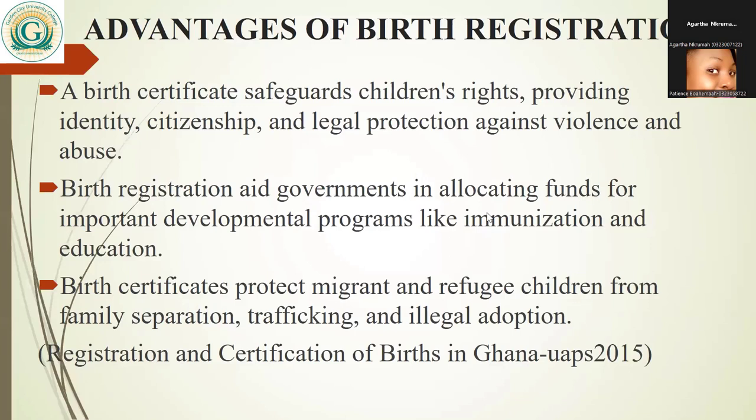So the next one, birth registration aids government in allocating funds for important developmental programs like immunization and education. Yes, you know, we keep records. As I said earlier, the birth registration book we have, every month we do our monthly returns. So with this one, they are able to know that at the end of the year, or even in our district, at the end of the month, hospitals here were able to get this number of deliveries. Therefore, our immunization drugs or vaccines, we should increase it, because as we can see, the number of births is increasing. So they are based on it to initiate certain policies for us.